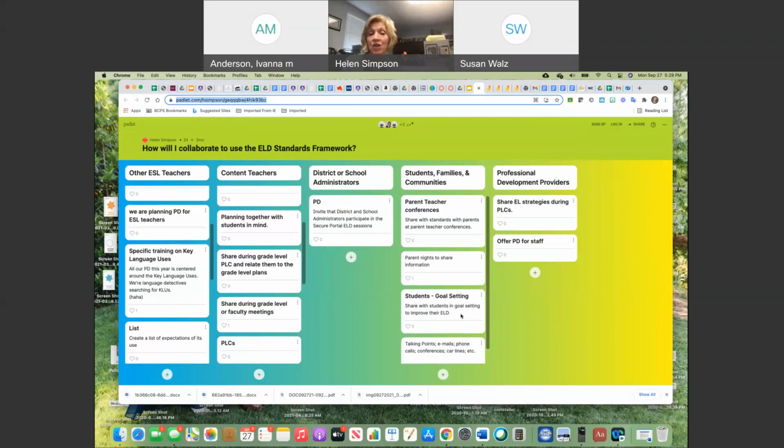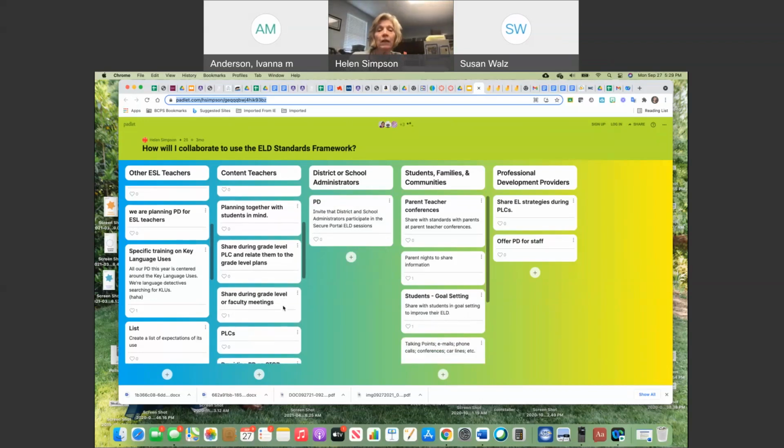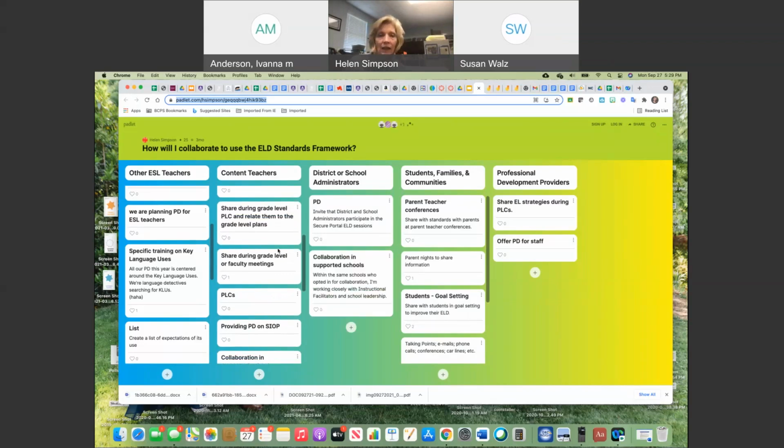I love this. Share with students in goal setting to improve their ELD. That is something that we introduced last year, was goal setting with our students. So hooray for whoever wrote that one. Invite that district and school administrator to participate in the Secure Portal ELD sessions. Nice. Share during grade level PLCs and relate them to the grade level plans. I love that. If you wrote that, would you be willing to unmute?